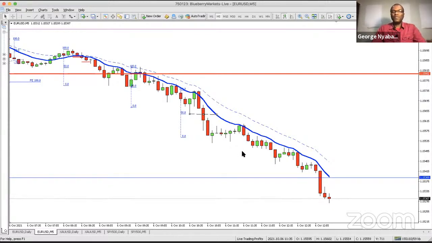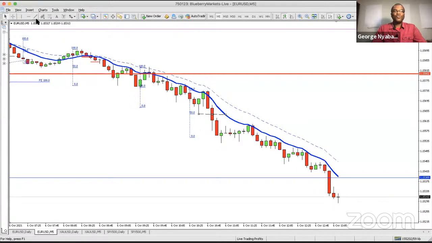So nice bounce off the 10 EMA, but it's not the first pullback. So nothing for me to trade. But lo and behold, the market keeps on trending downwards.